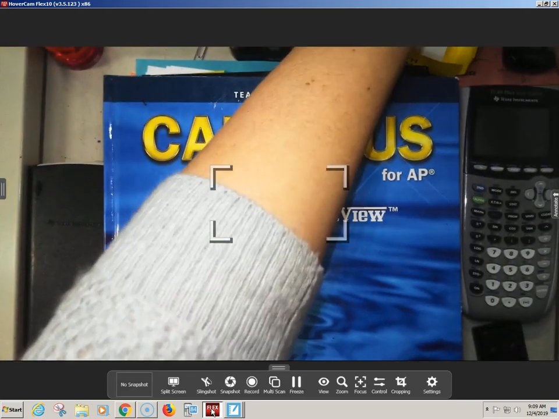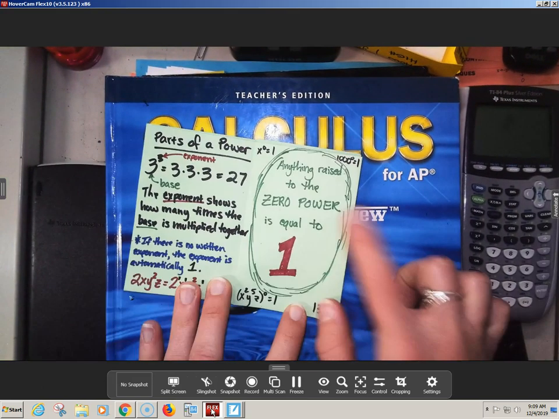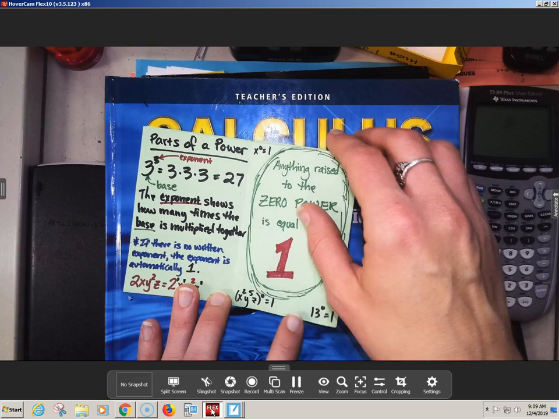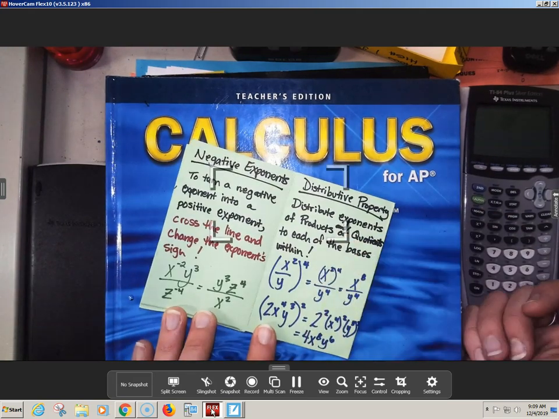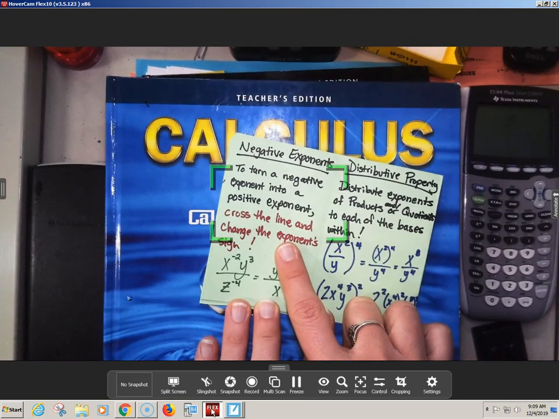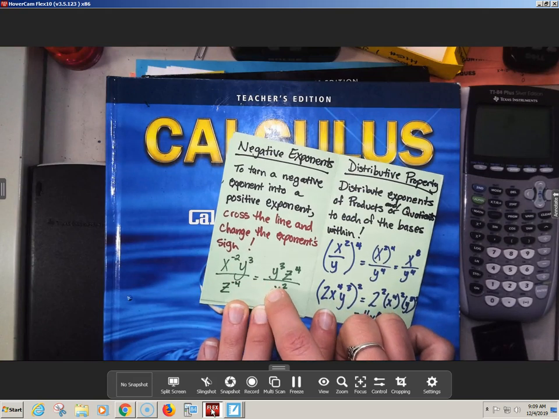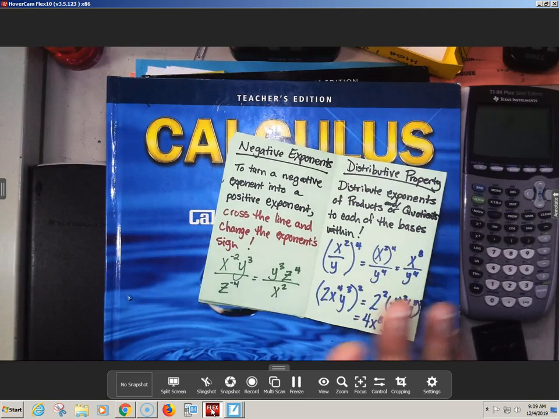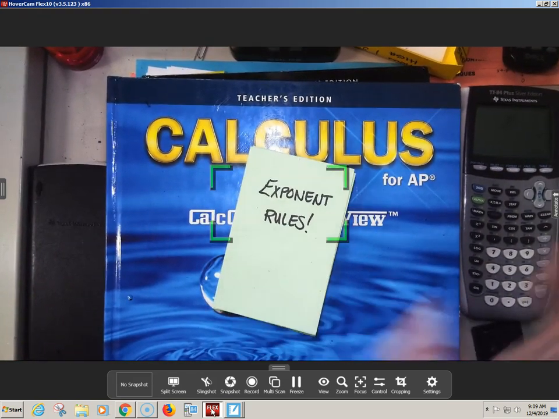Something that I've had you guys referring back to for different things, including today, when I said, hey, what's anything to the 0 power? Some of us forgot that, but it's 1. And we've been talking a bit about negative exponents, right? Negative exponents cross the line, change the exponent sign, so a negative with the x squared moves the x squared down. The negative with the z to the 4th moves the z to the 4th up. Okay, our exponent rule book, it's good, it's helpful. Some of you need to use that to study.